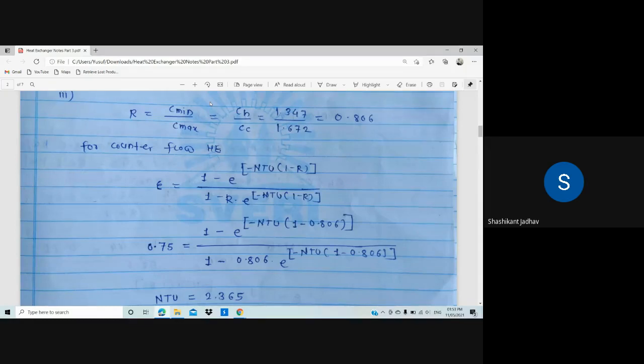Okay. So for the calculation of the effectiveness for the counterflow exchanger, there is a need to calculate the value of R. So R is nothing but C minimum upon C maximum. C minimum is nothing but CH and C maximum is nothing but CC. So from that we get the value of R. All of you write down: R is equal to C minimum divided by C maximum. So calculate the value of R.